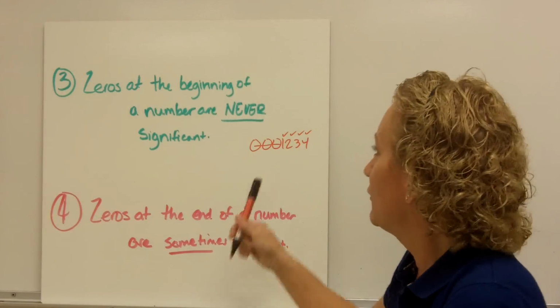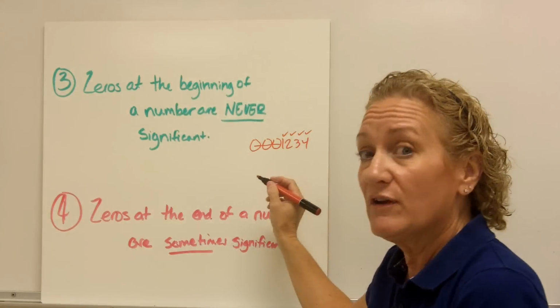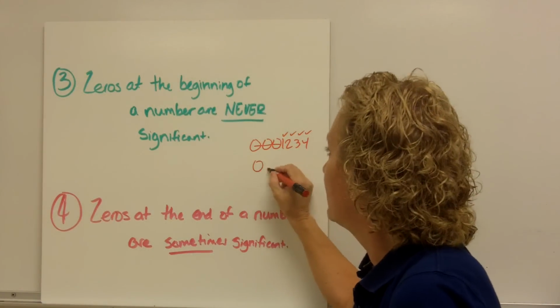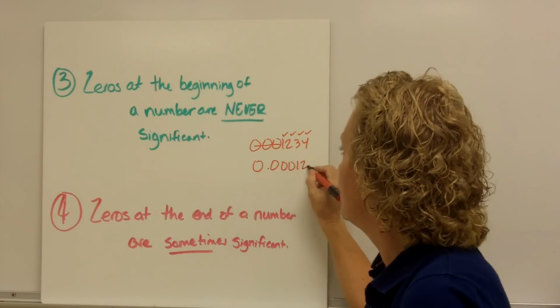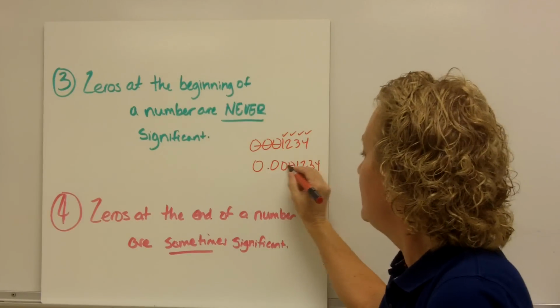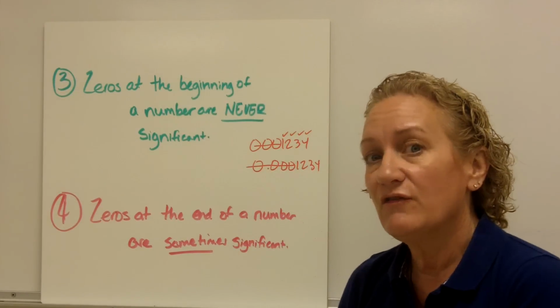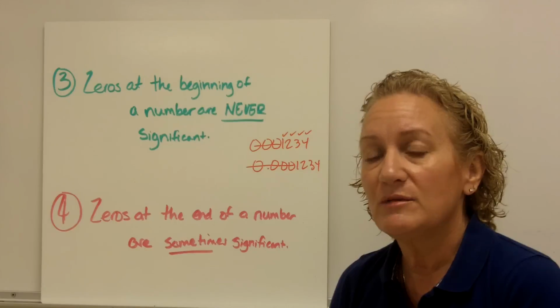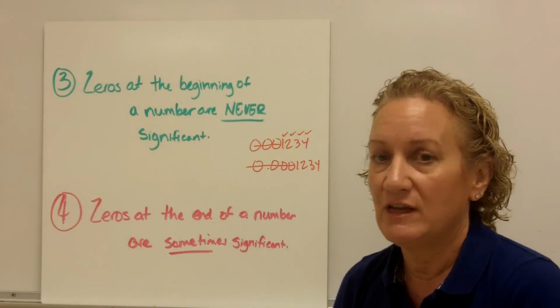4 significant figures. Now, it doesn't matter if there's a decimal in it or not. I can have 0.000234. And these are not significant. You have 4 significant figures. So zeros at the beginning of a number, never significant.